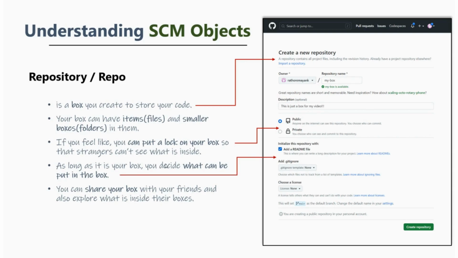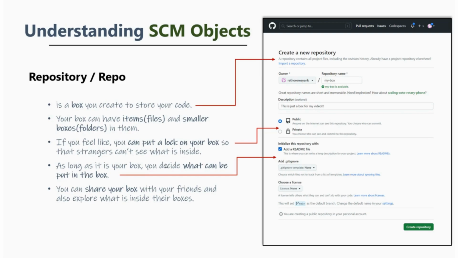The next point simply says you have ownership over your box and you decide what you put inside the box, and that could be seen in the picture as well. You get to choose whether you want to add readme files, or you want to add a license, or you want to add some other gitignore files into your repositories. Please don't worry about these technical words. It will definitely get a lot easier when we progress through this video.